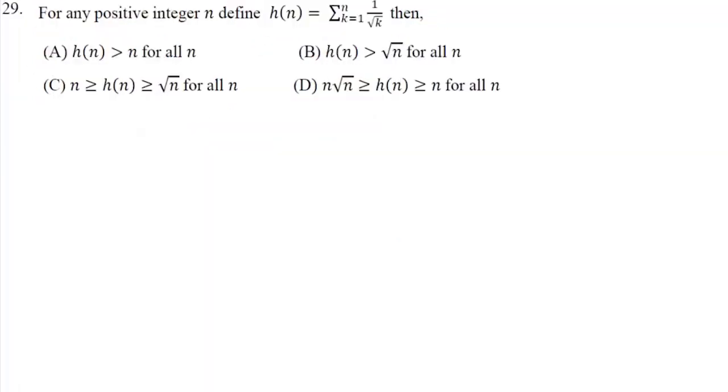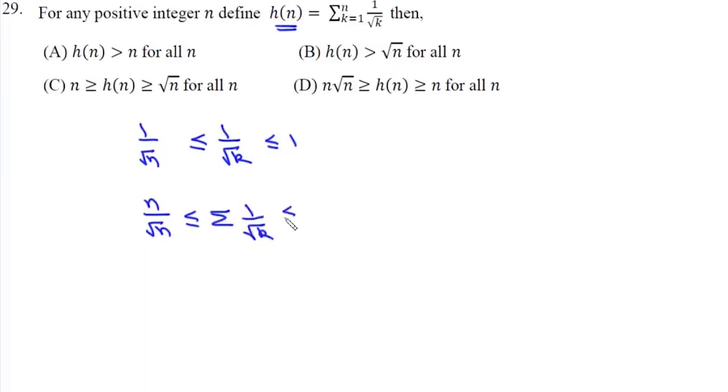Now for question number 29, it says for any positive integer n, define H_n as the summation for k varying from 1 to n of 1 upon root k. Now we know that 1 upon root k will be greater than or equal to 1 upon root n, and will always be less than or equal to 1. Now if we add these n terms, then we can write n upon root n will be less than or equal to this summation of 1 upon root k, and will be less than or equal to n. Now this is root n will be less than or equal to H_n and will be less than n, and that's your option C.